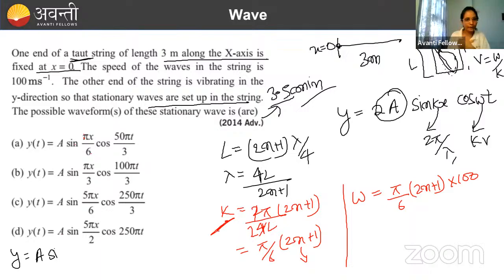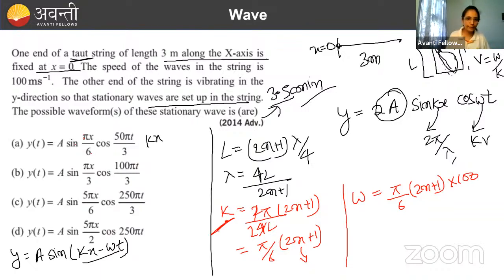Y is equal to A sin(kx minus omega t). Where is this formula actually coming from? What happens when the wave travels ahead? Overall x will change, t will change, such that kx minus omega t will remain constant. This is characteristic of any traveling wave. This phase will remain constant over time. x will change, t will change, but overall it will remain constant.